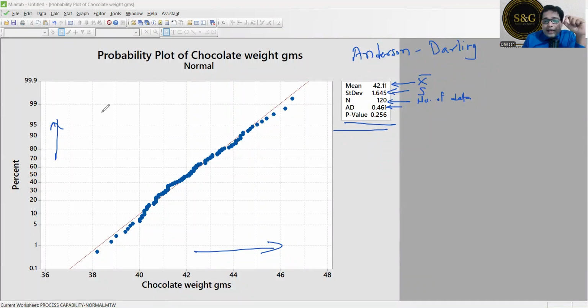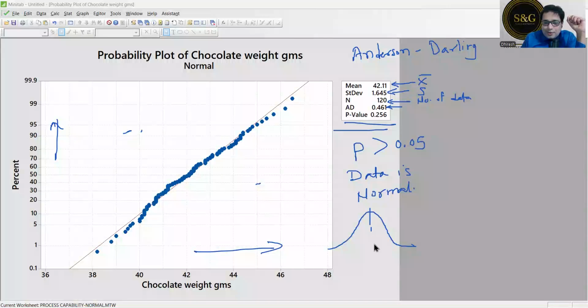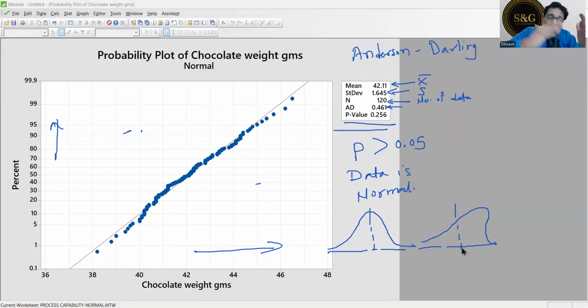Right now, what is important is, write this down: if the p value is greater than 0.05, then the data is normal. Normal meaning normally distributed, symmetrical data, like this. If the p value is less than 0.05, then the data is non-normal or skewed distributed. For example, it would look like this. This kind of data is called skewed distributed data, data that leans to one side. It is not normal. Normal means symmetrical data, and this is called a skewed distribution.